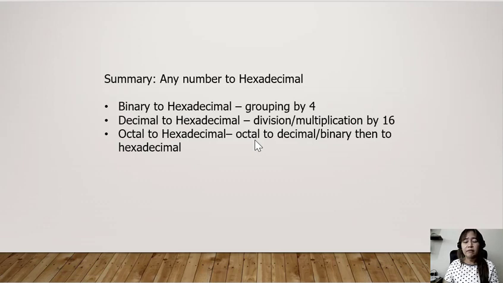digits is achieved. Now, we also learned how to convert octal to hexadecimal, and that is either by converting it through decimal first and then converting the decimal value to hexadecimal, or converting octal to binary and then binary to hexadecimal. That should depend on the instruction given to you. Alright, so I hope you learned something from this video. Thank you.